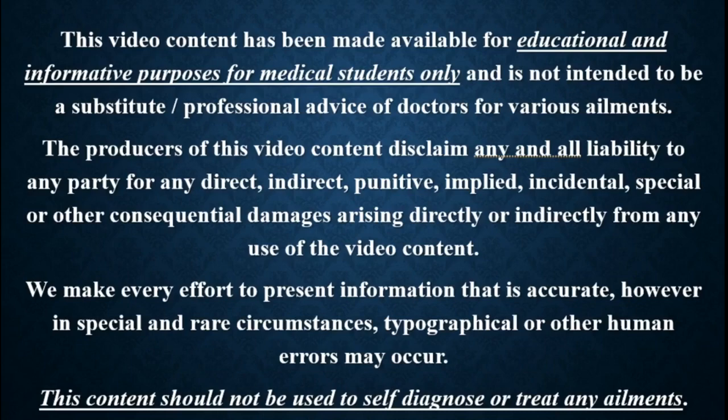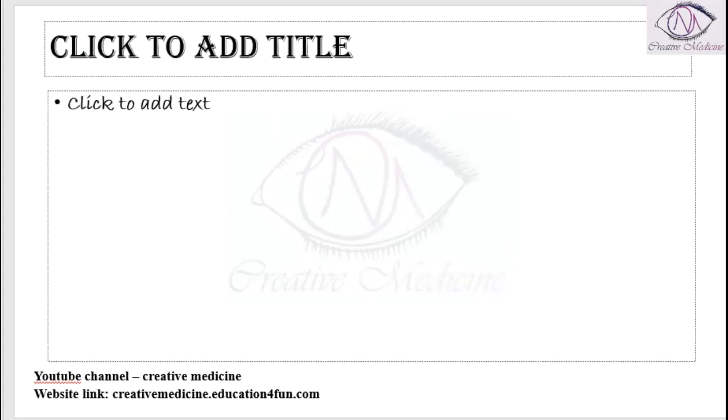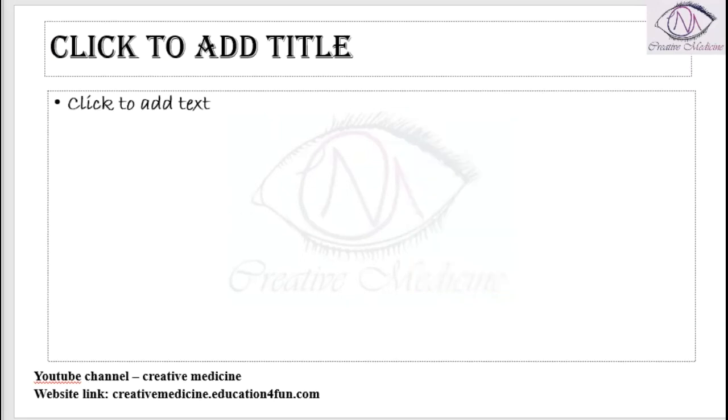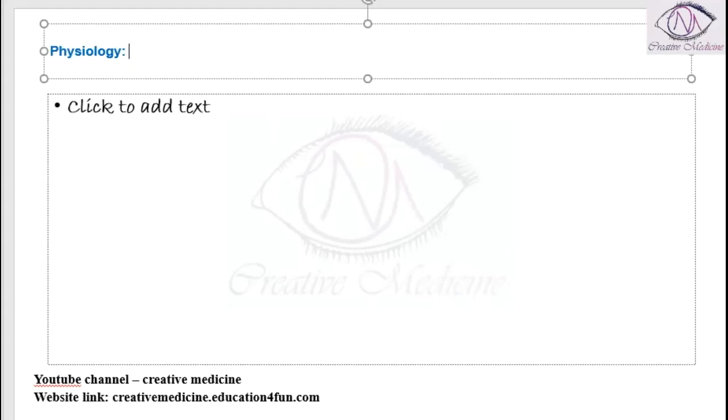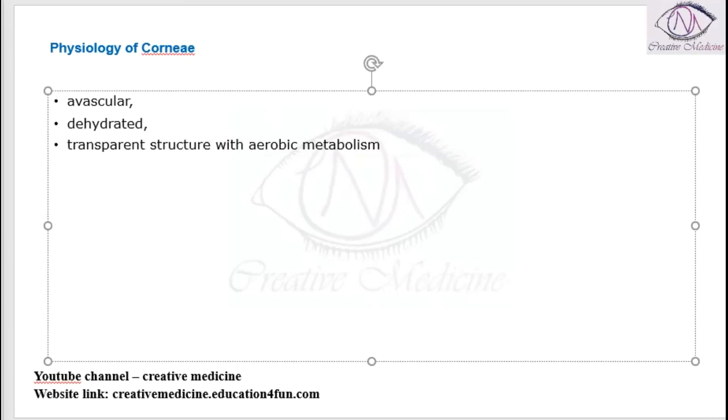In this lecture, we will learn about the physiology of cornea. Cornea is actually an avascular, dehydrated and transparent structure with aerobic metabolism.